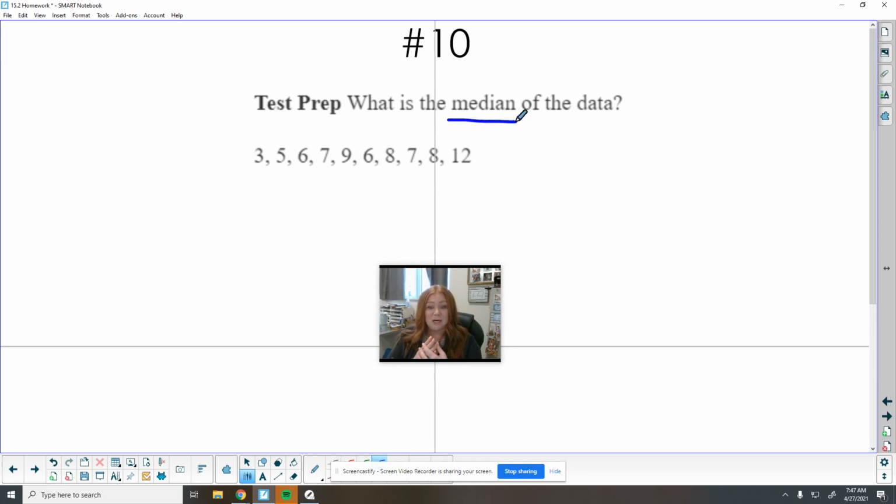Number 10 is the median. Put them in order, find the middle. There are 1, 2, 3, 4, 5, 6, 7, 8, 9, 10. So since it's an even number, you're going to be left with 2 in the middle. Add those up and divide by 2 to find the middle there.